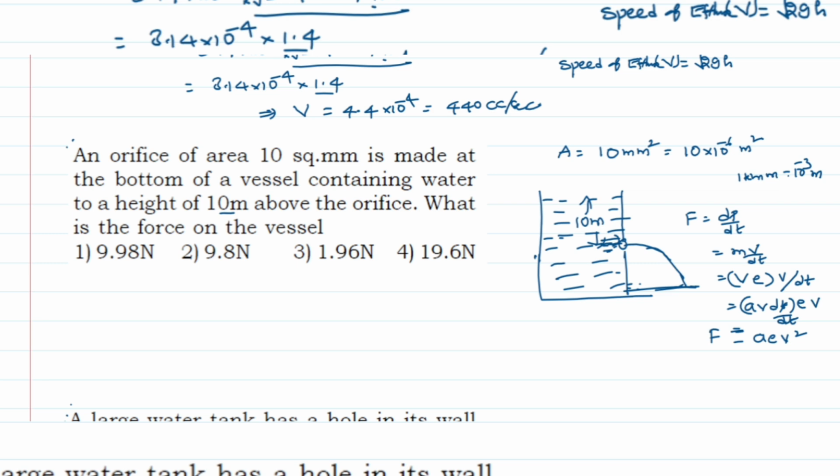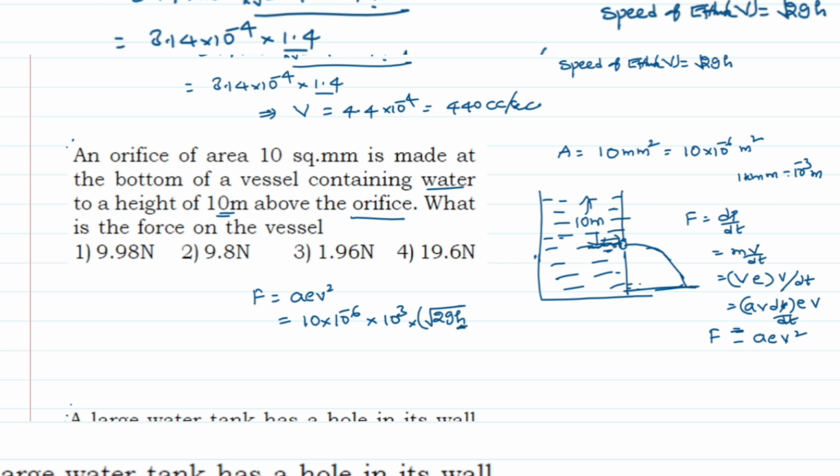So now you have to substitute the values. F equals A into rho into v square. Area is given as 10 square millimeter, 10 into 1 square millimeter is 10 power minus 6 meter square, into density of water 10 power 3. With what speed it's coming outside? You can take the square root of 2gh. H is nothing but height, right? It's very important, students. In the vessel the water is at a height of 10 meter above the orifice. You need to consider the H value above the orifice, how much height will be there, that H value we need to substitute.